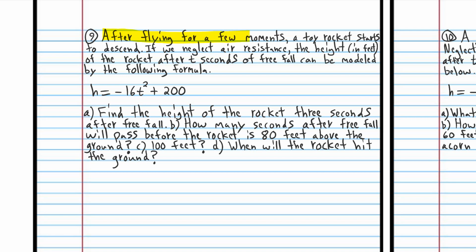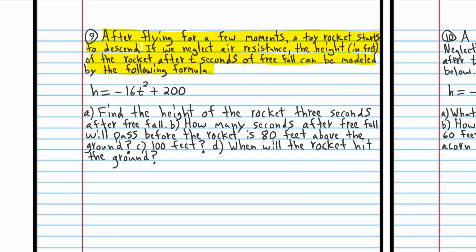After flying for a few moments, a toy rocket starts to descend. If we neglect air resistance, the height in feet of the rocket after t seconds of free fall can be modeled by the following formula. Find the height of the rocket 3 seconds after free fall. That's part A, and then we have to figure out how many seconds after free fall will pass before the rocket is 80 feet above the ground, 100 feet, so on and so forth. So there's multiple parts to this question. So we're starting with part A.